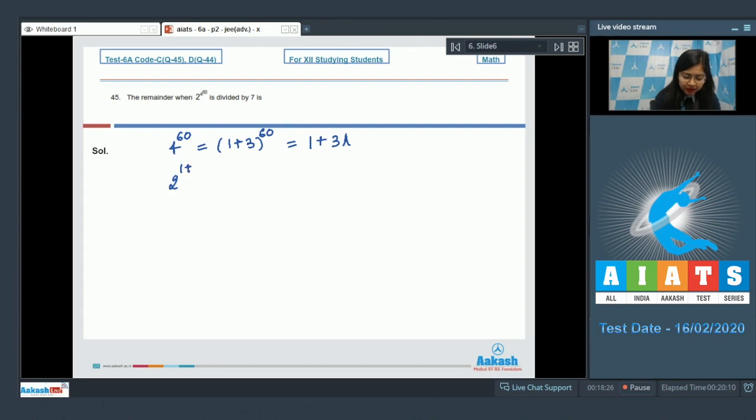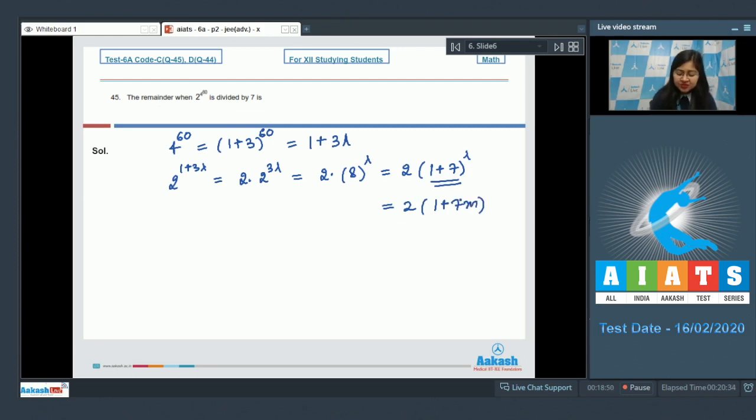So we have 2 raised to the power (1 plus 3 lambda), that is equal to 2 into 2 raised to the power 3 lambda, that is 2 into 8 raised to the power lambda, that is 2 into (1 plus 7) raised to the power lambda. So if we expand it, we can see that this is equal to 2 into (1 plus 7m), right? Now the remainder when this is divided by 7, this will give 0 and this will give 2. So 2 is the required answer.